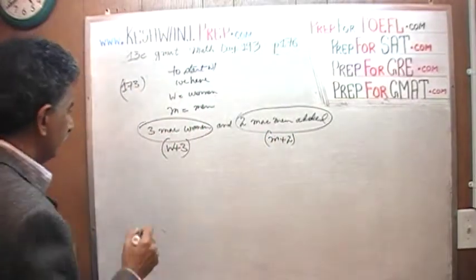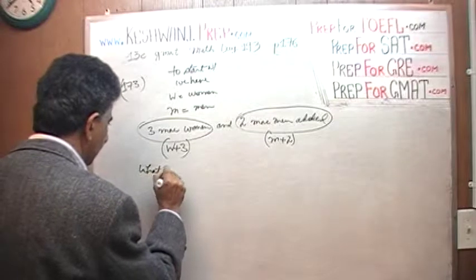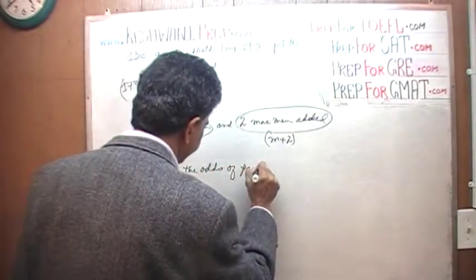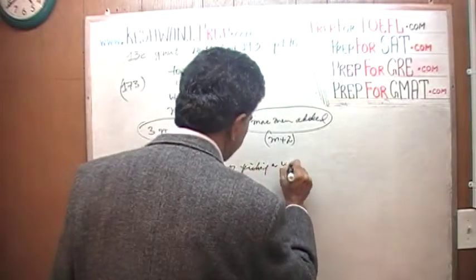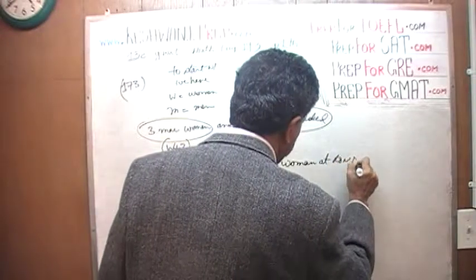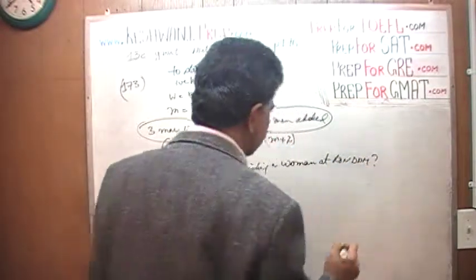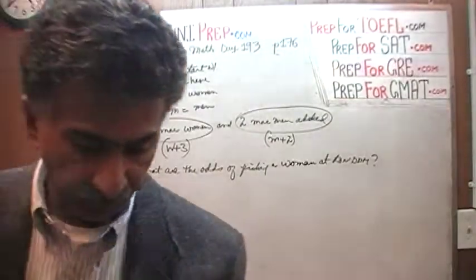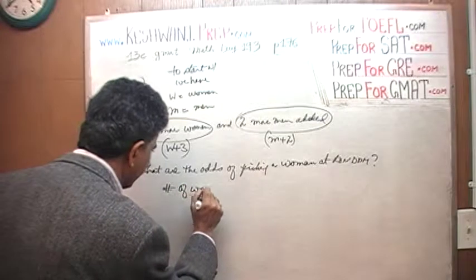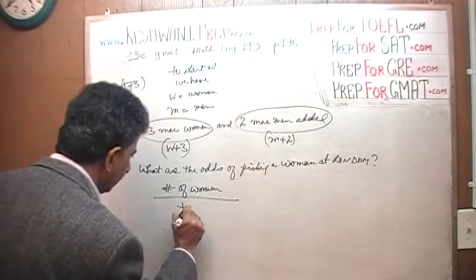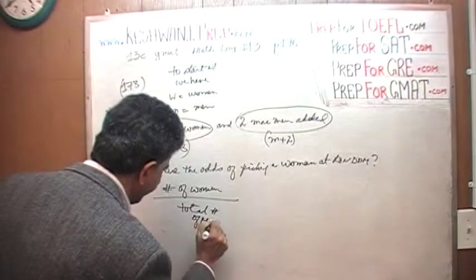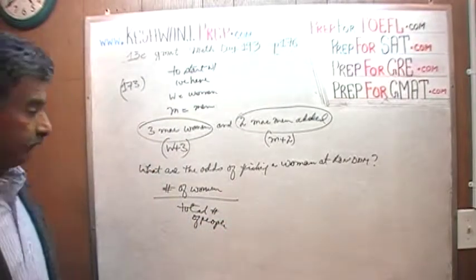And the question simply is, what are the odds of picking a woman at random? Well, the odds of picking a woman at random is very straightforward. It's simply the number of women divided by the total number of people, which is the sum of the men and the women.